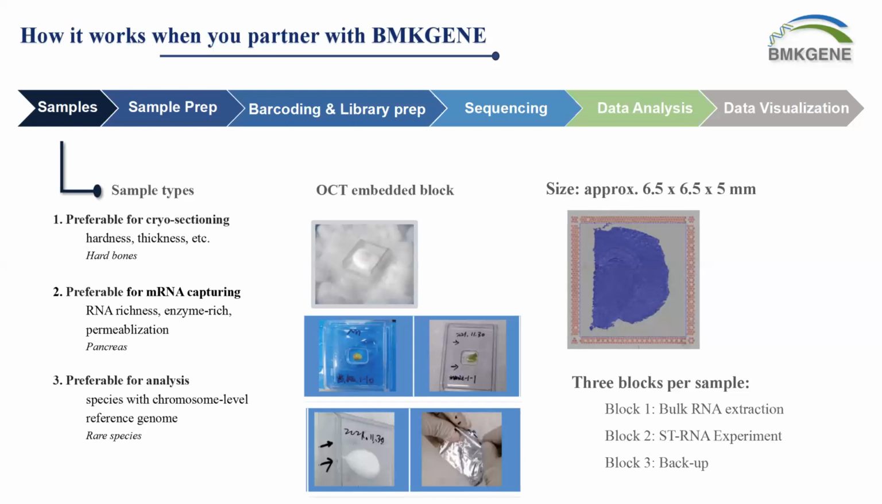And yeah, that goes into the size of the samples that we are looking for. The optimal size is around 6.5 by 6.5 by 5. This is a very perfect size. Alternatively, it can be a little bit small, or if it is really a tiny part of the tissue, what we can also do is to combine two different tissues in one OCT embedded block. So that means on every single capturing slide, we have two samples fit in one.